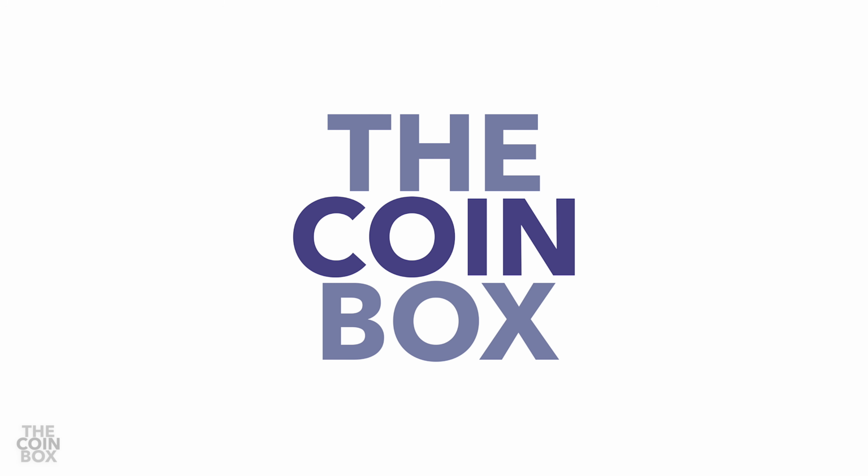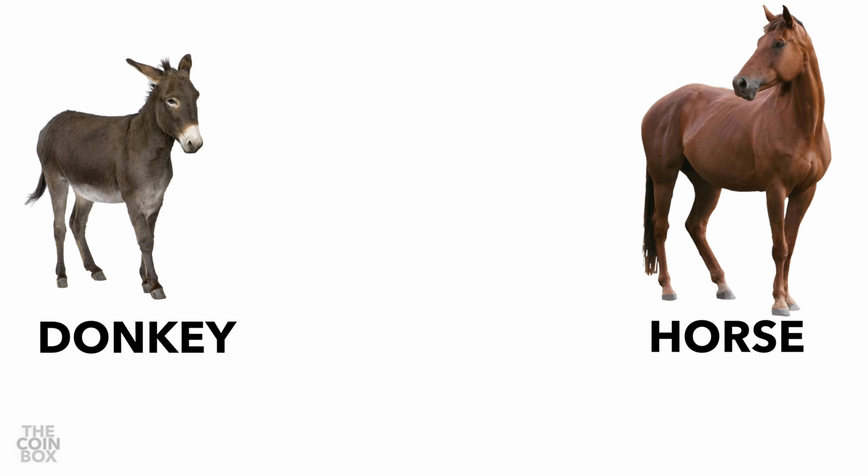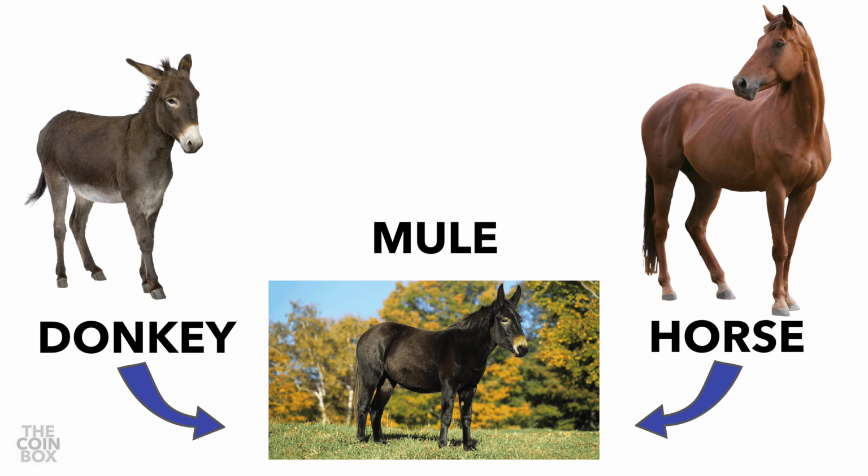Today we are answering the question, what is a mule coin? Well, first, what's a mule? Donkeys and horses are two different species of animals, but when you cross them, you get a mule. A mule is the offspring of a male donkey and a female horse.